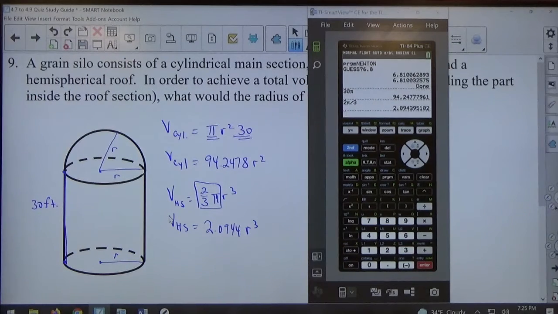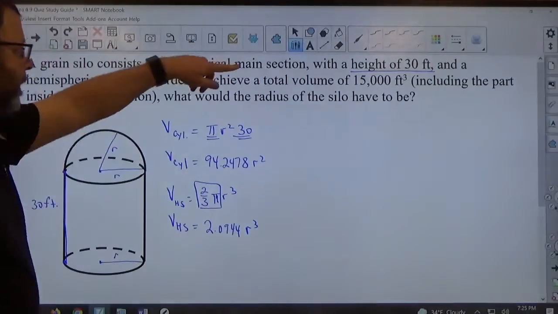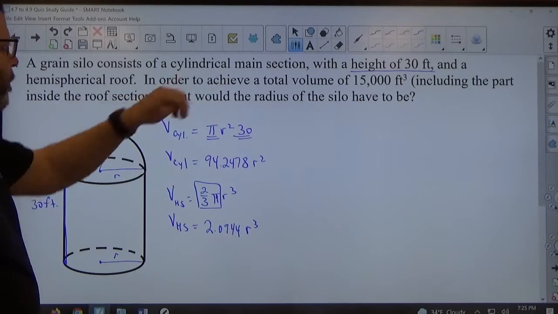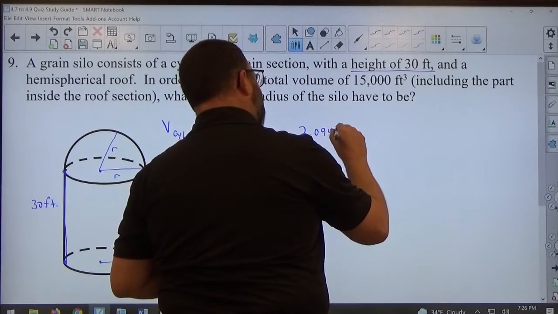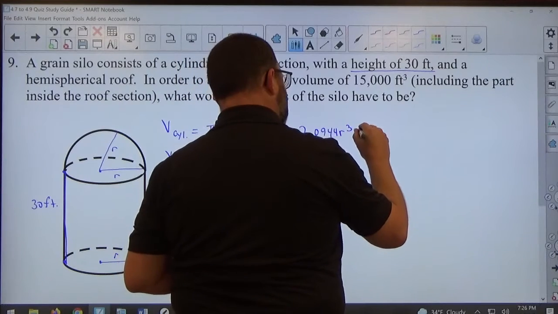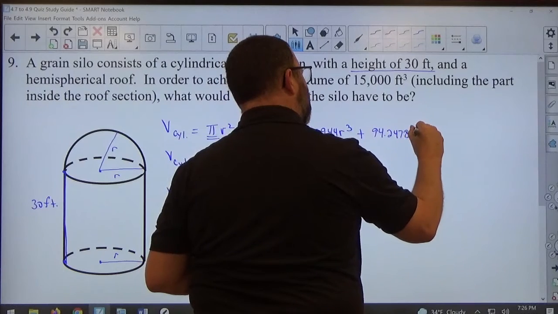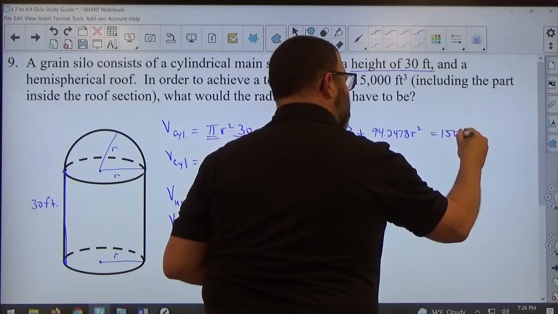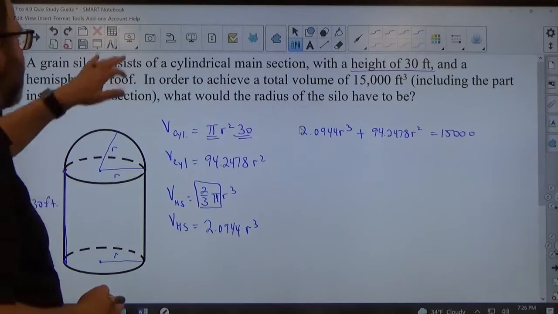And we know the volume of this particular grain silo, including the hemispherical section, is going to be 15,000 cubic feet. Radius will be established in feet. So these two volumes added up should be the total volume. So 2.0944 r cubed plus 94.2478 r squared should equal 15,000. And we're trying to solve this cubic equation. If I set it equal to 0, then I'm ready to set up Newton's method.